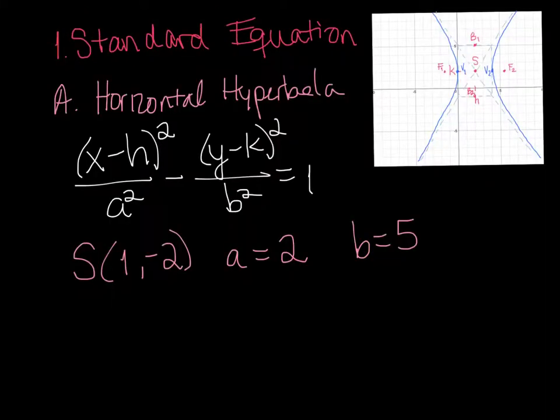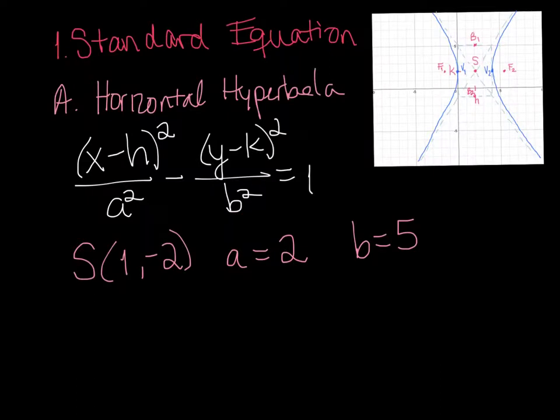The standard equation of a horizontal hyperbola is x minus the x coordinate of the center, which we called h, squared divided by a squared, minus y minus k squared, k is the y coordinate of the center, divided by b squared equals 1. Let's remember that a is the distance between the center and each one of the vertices, and b is the distance between the center and each one of the co-vertices.